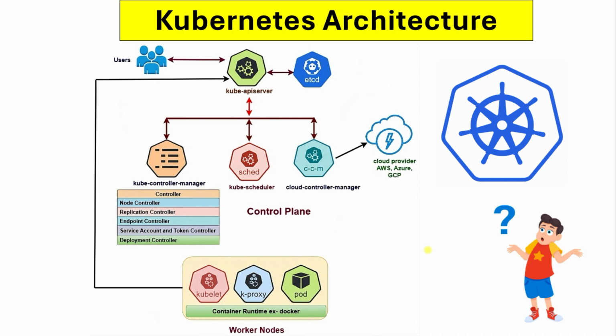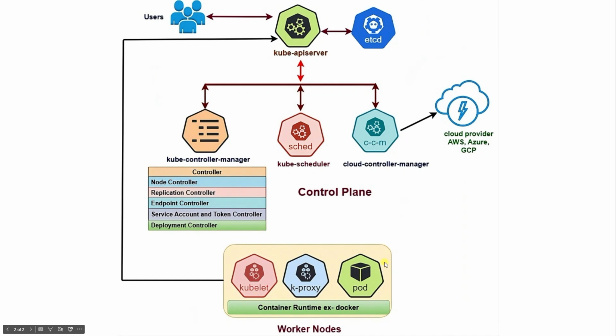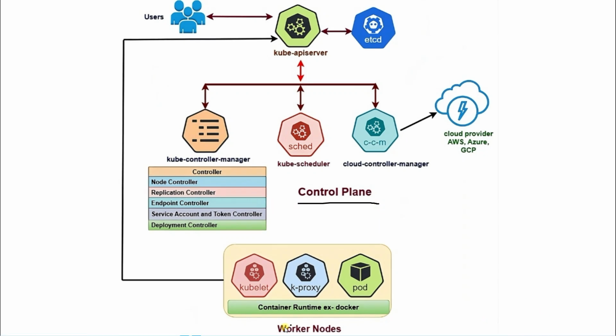So in this video, we are going to focus on Kubernetes architecture. So let's start. In Kubernetes, we have two components. The very first component is the control plane, which is this one, and another component is the worker node. With the help of these two components, we run our application or workload on a Kubernetes cluster.